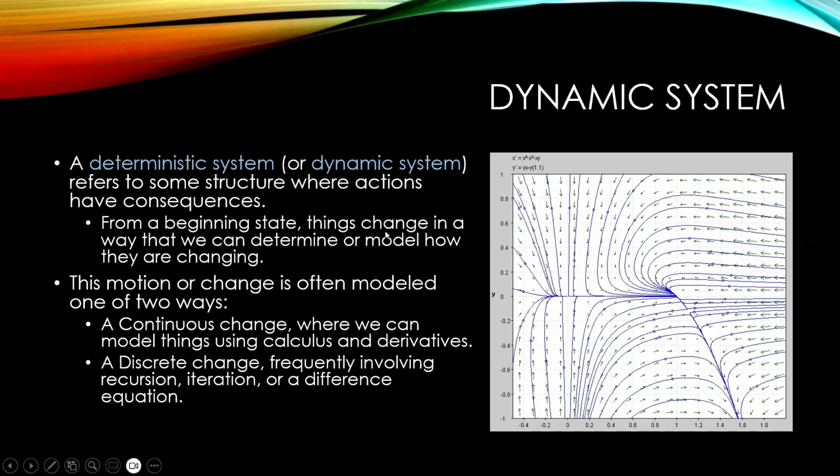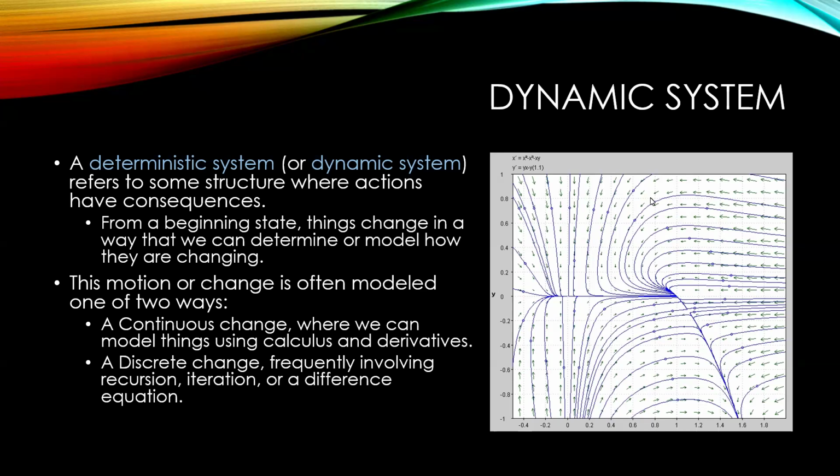A deterministic system or dynamic system refers to some structure where actions have consequences. From a beginning state, things change in a way that we can determine or model how they are changing. This motion or change could be modeled one of two ways. It could be a continuous change, where we can model things using calculus and derivatives. Or it could be a discrete change, frequently involving recursion, iteration, or a difference equation.